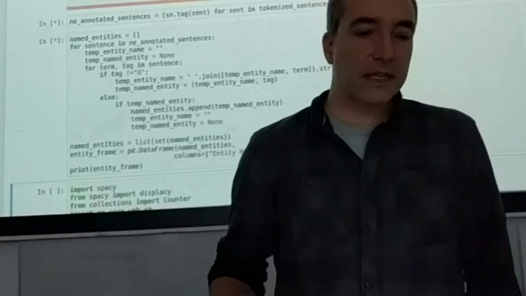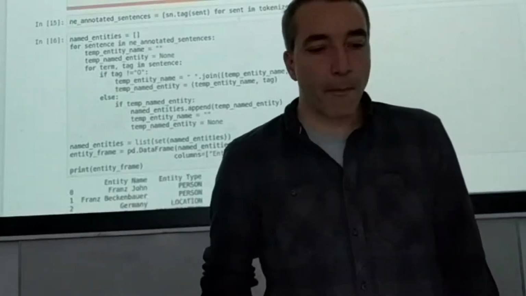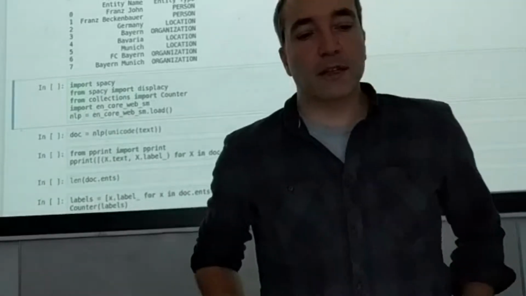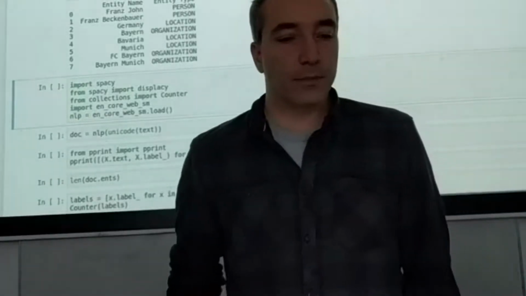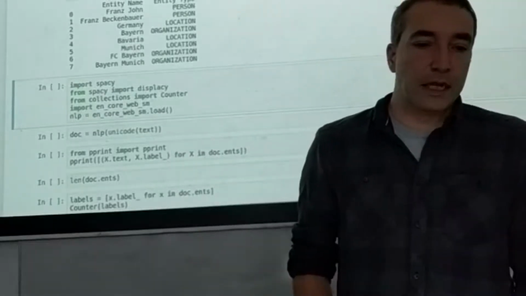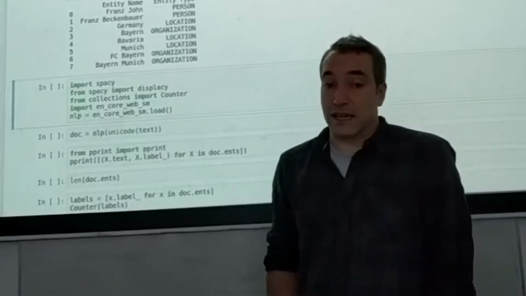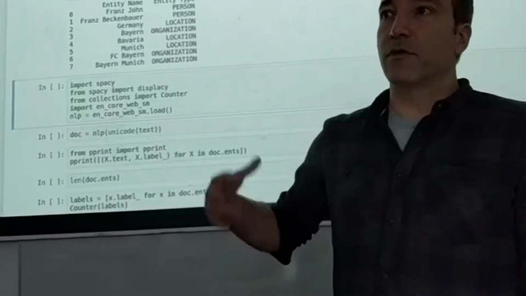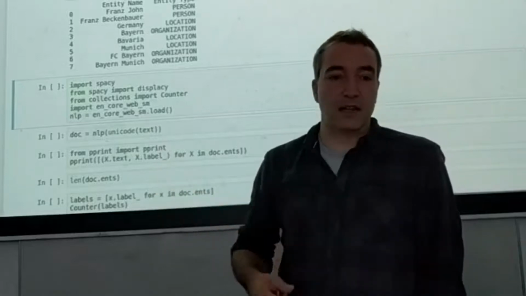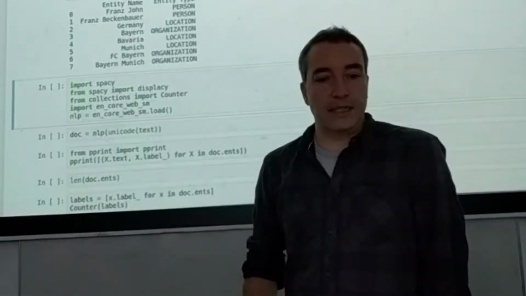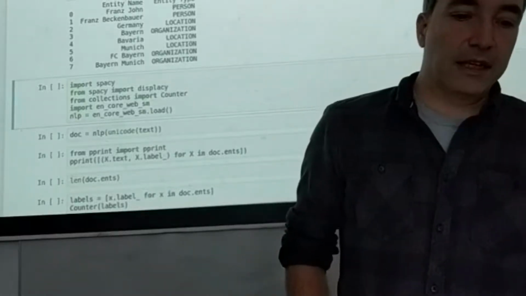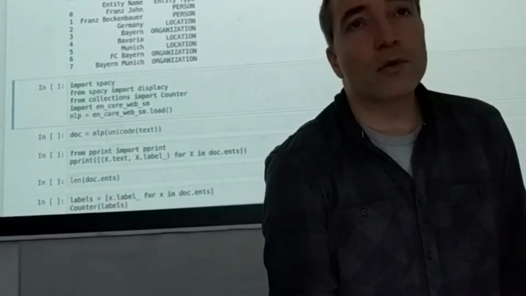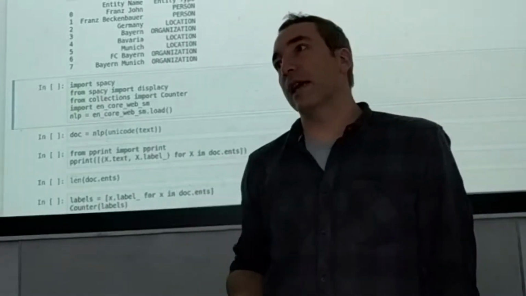And now, if you use this, it takes a little bit because the model has to be loaded first. If you use this, you see that it's quite good already. So Franz John is identified as a person, Franz Beckenbauer is identified as a person, Germany is a location, Bayern is an organization here, which is, I think, quite okay, because if you remember, it was an English text, so Bavaria is seen as a location, Munich is seen as a location, and FC Bayern and Bayern Munich are taken as an organization.